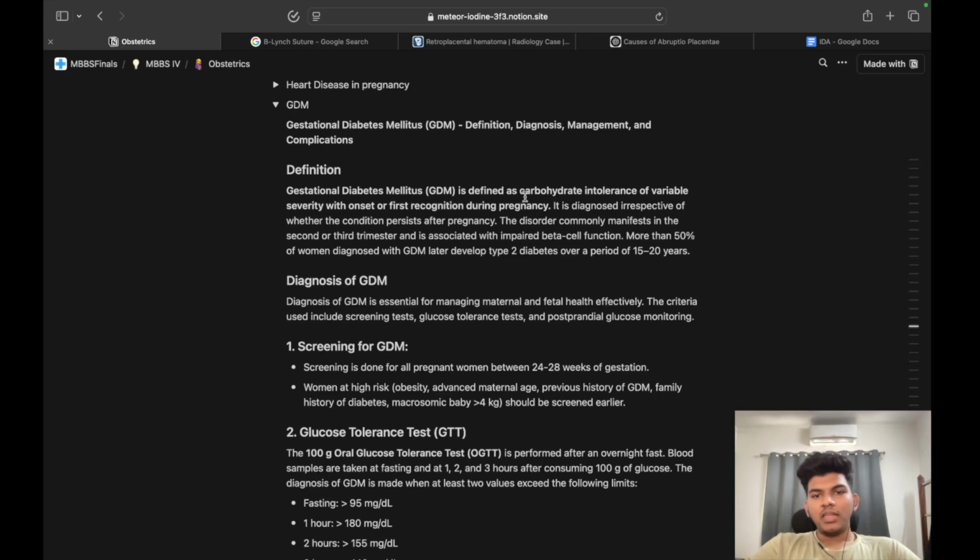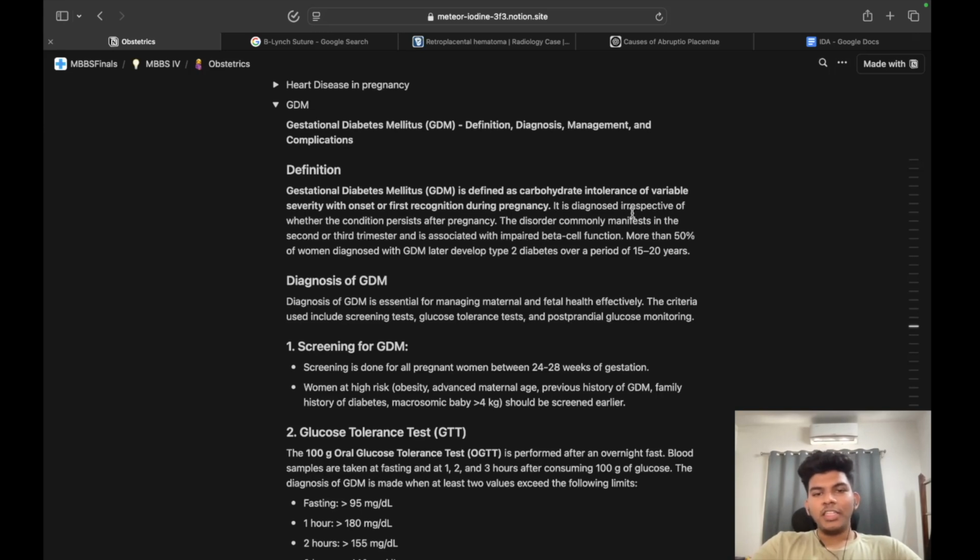GDM is defined as carbohydrate intolerance of variable severity with onset or first recognition during pregnancy. We need to keep that in mind, because I can't just say carbohydrate intolerance. It's carbohydrate intolerance of variable severity with onset or first recognition during pregnancy, because it is that important.